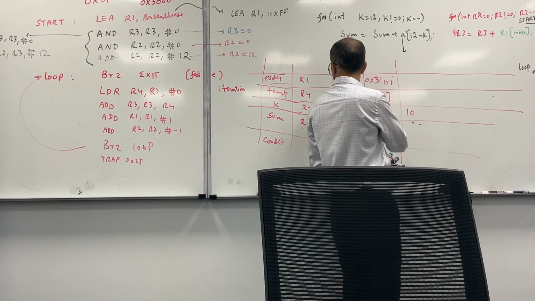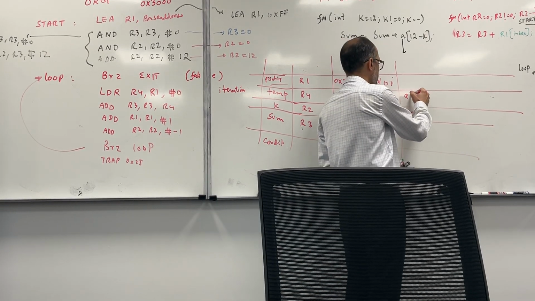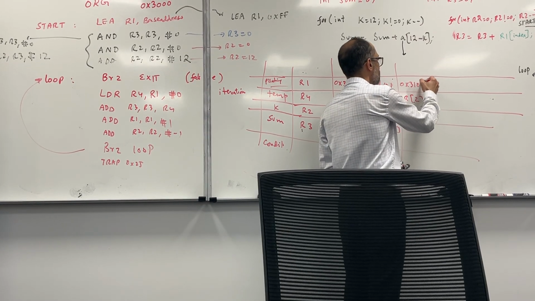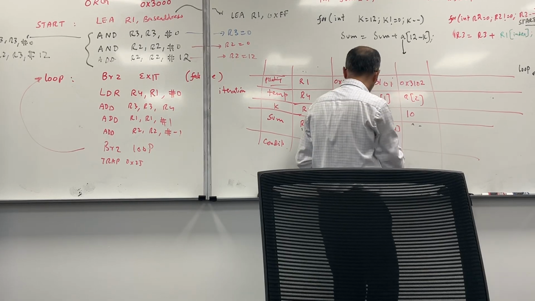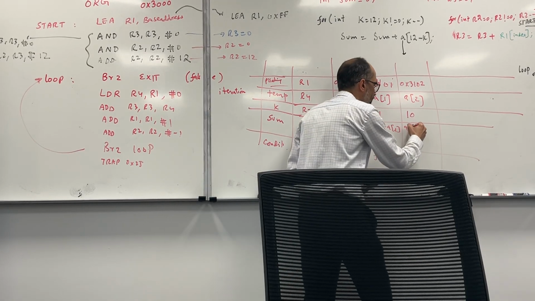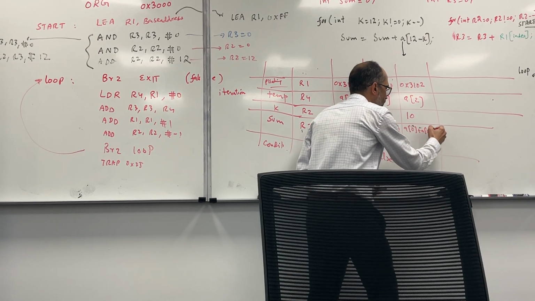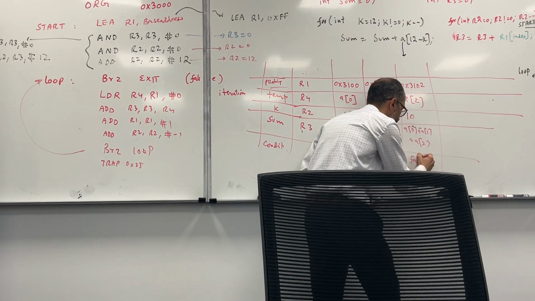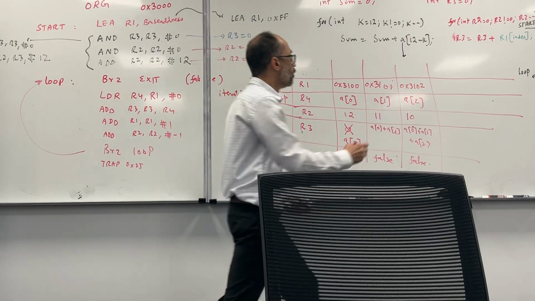What will be the new value of R4? Tell me. A what? A2. What is the address? 31 what? 02. And then what will be now the value of R3 here? A0 plus what? Plus A2. The condition will be true or false? And it goes on.